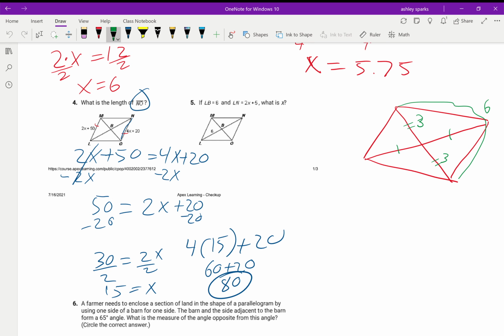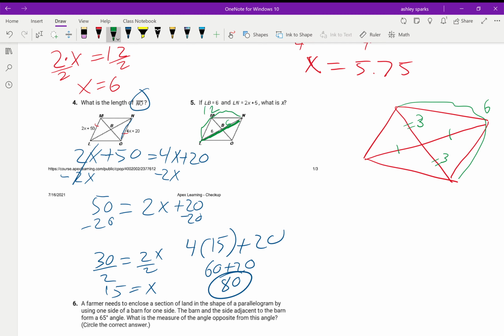So let's look at this problem and what we're being asked for. We're told that LB is 6, which actually tells me that this side over here, before even reading on, is also 6, because there should be that equalness. Okay, which means my total would be 12.